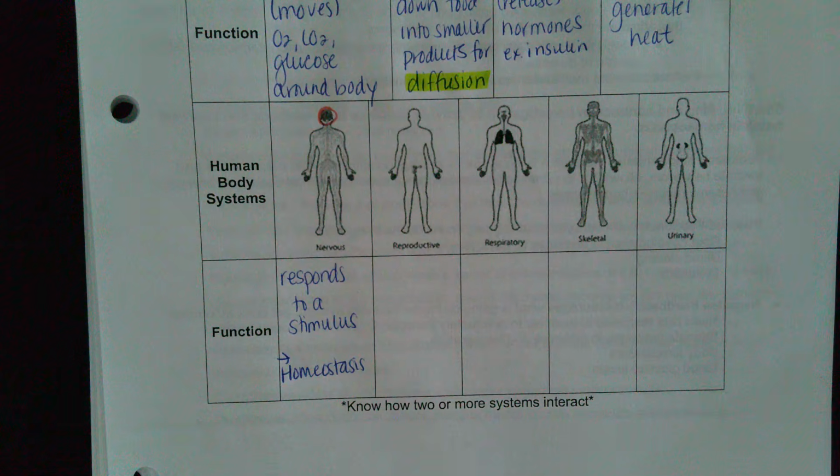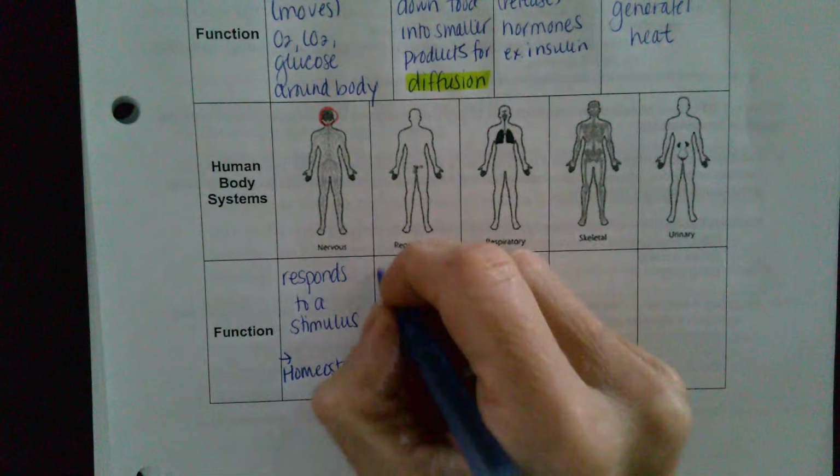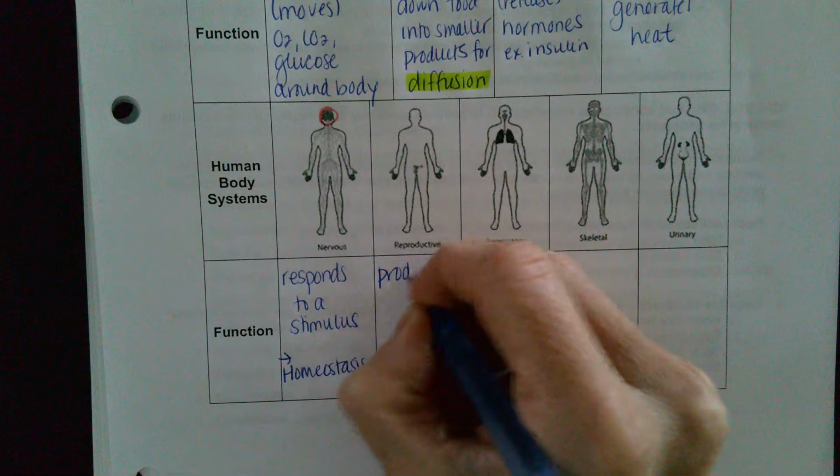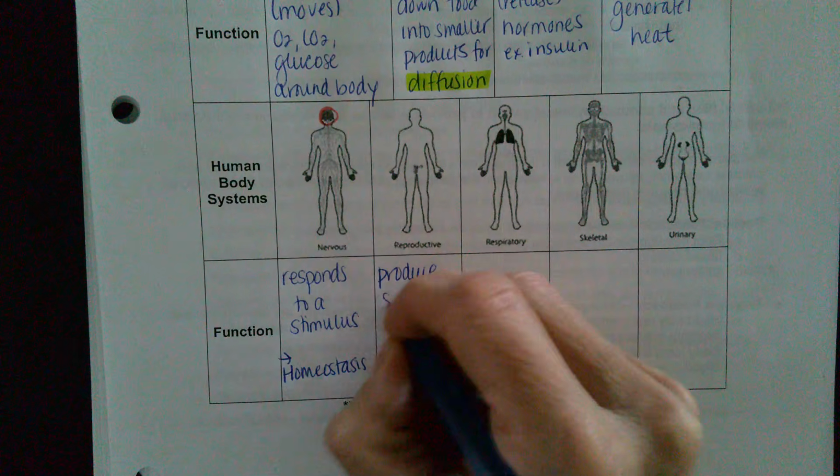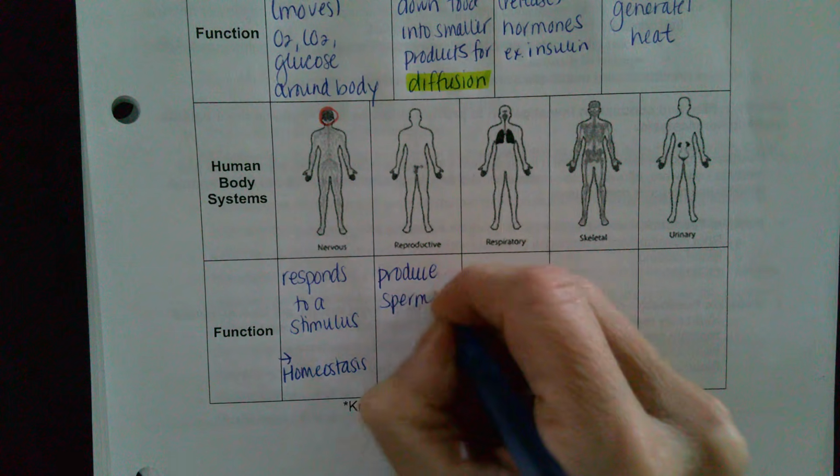Reproductive system, we have a whole separate section in these notes, but the big idea for the human reproductive system or reproduction system is that it's going to produce sperm and egg to make an offspring.